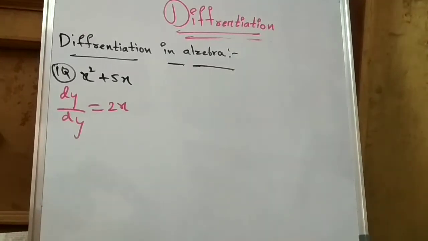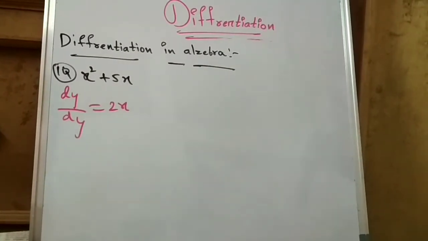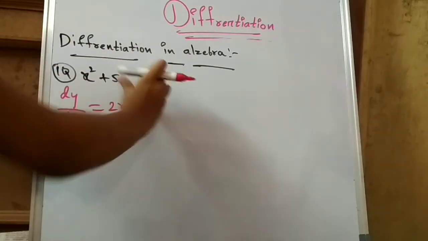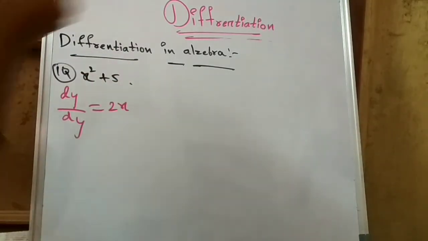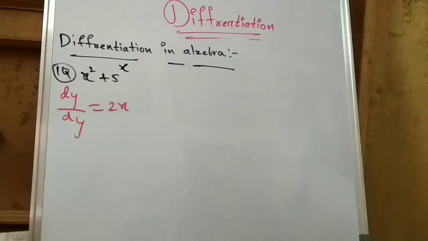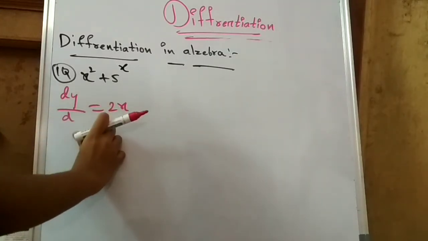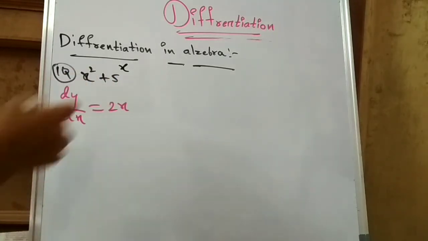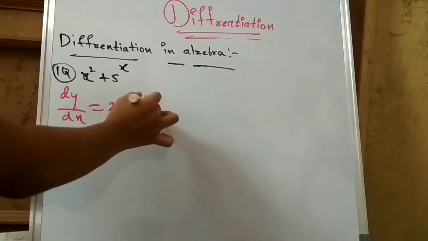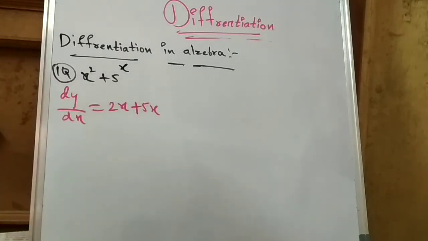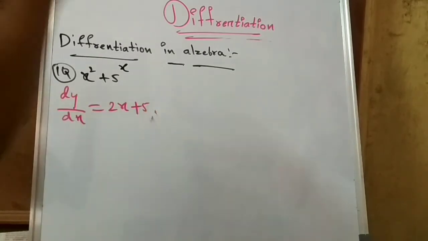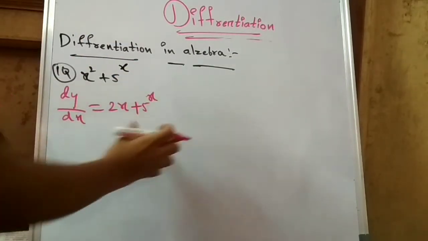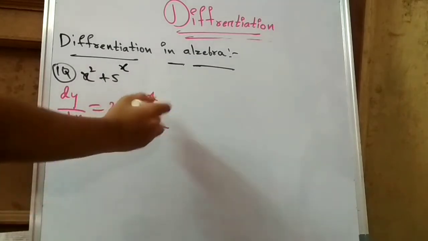Now 5x is like e to the power of x. We have learned it. Don't get confused, this is power x. We have learned that the derivative of e to the power of x is e to the power of x. Sorry, I'm making so many mistakes. So dy by dx will be plus 5x, because e to the power of x stays e to the power of x. So this will be the differentiation.